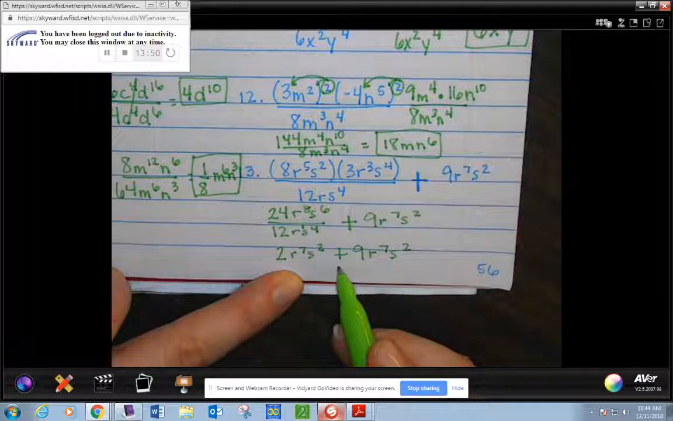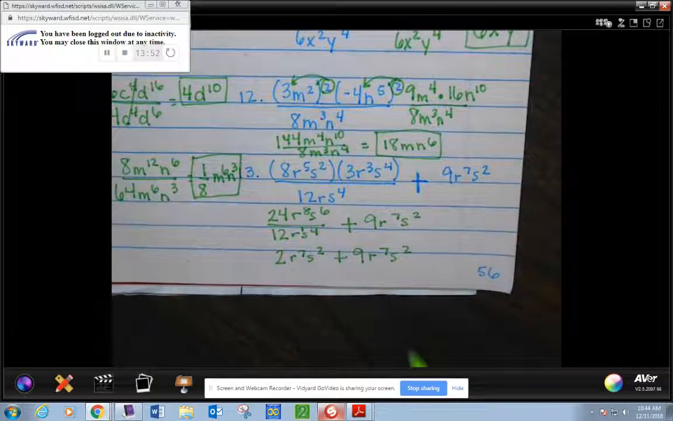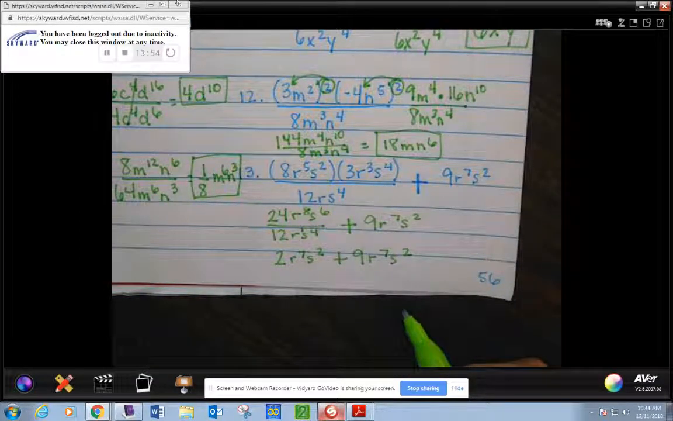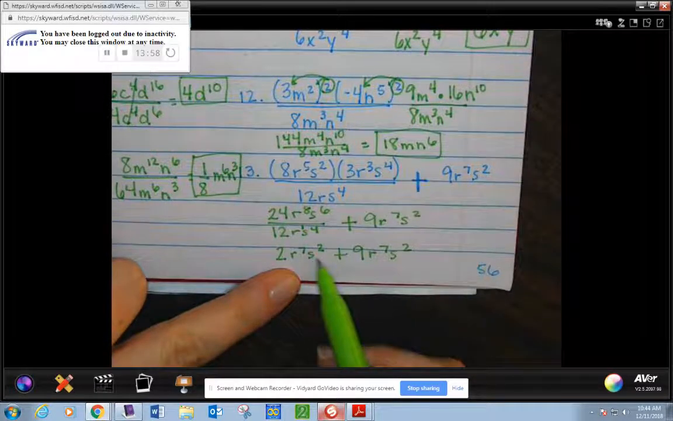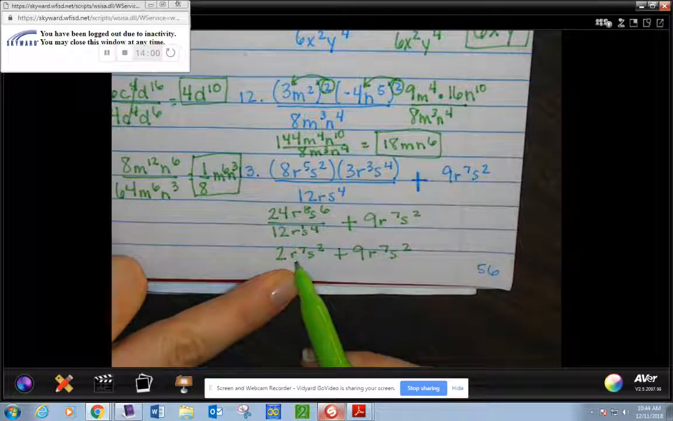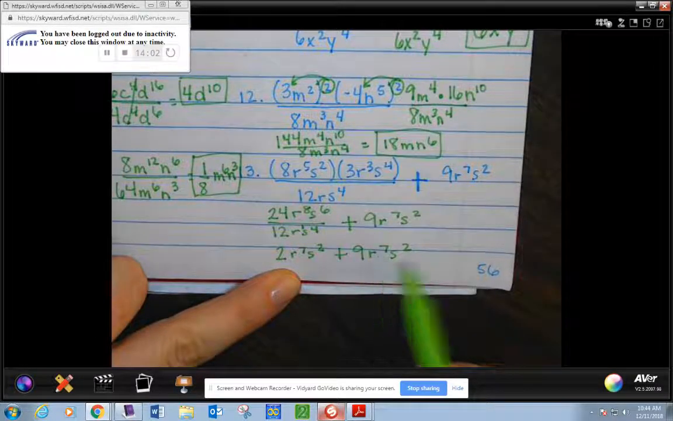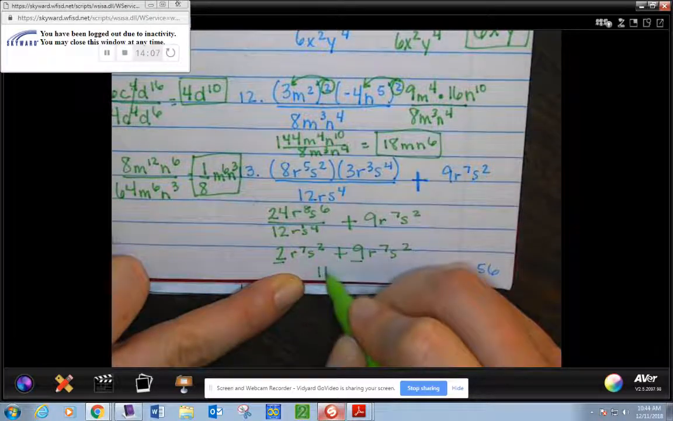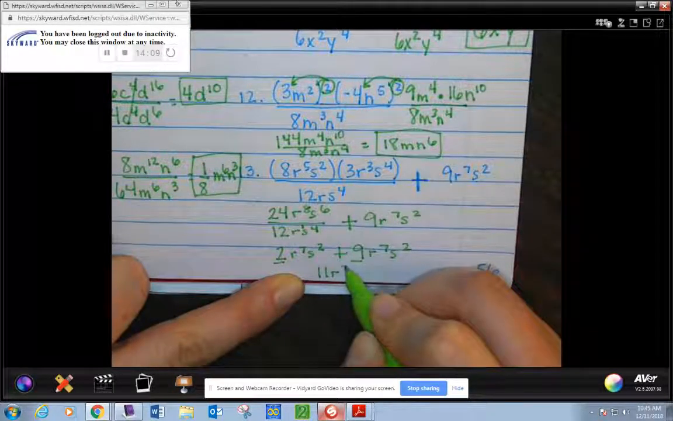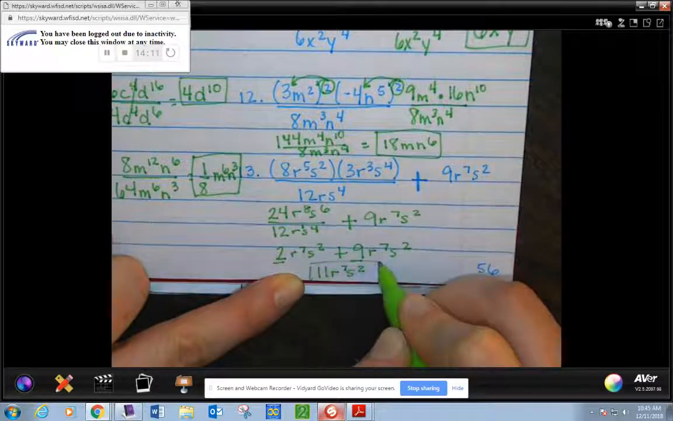Since this is now an addition problem, remember when you are adding, you cannot change your exponents. So your exponents have to be the exact same in order to add. And since I have r to the 7th s squared and r to the 7th s squared, I will only add my coefficients, which now makes me have 11, and I keep r to the 7th s squared, and that's my final answer.